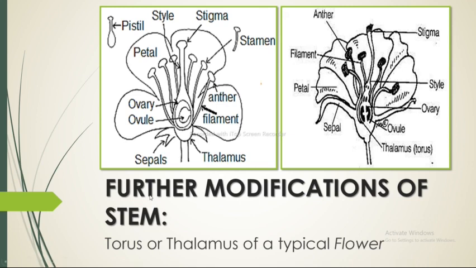In the first figure, you can see the pistil, style, stigma, and stamen. This is the petal, the ovary, the ovule, the anther, and the filament. These are the sepals and thalamus. In the second figure, you can see the anther, stigma, filament, petal, sepal, style, ovary, ovule, and the thalamus or torus, as shown in the figure.